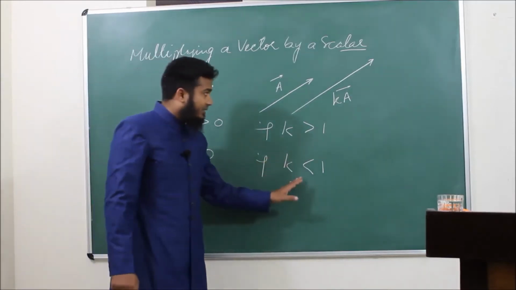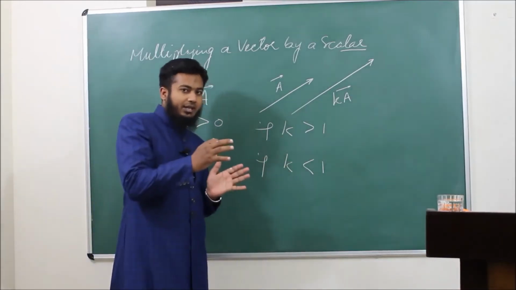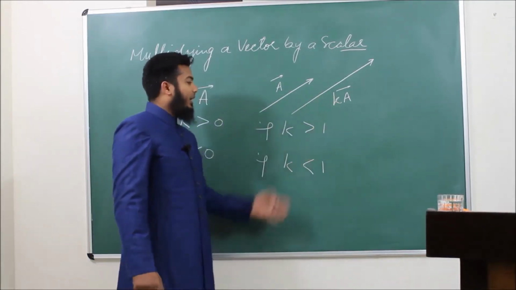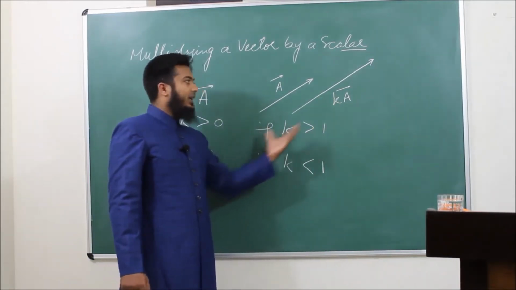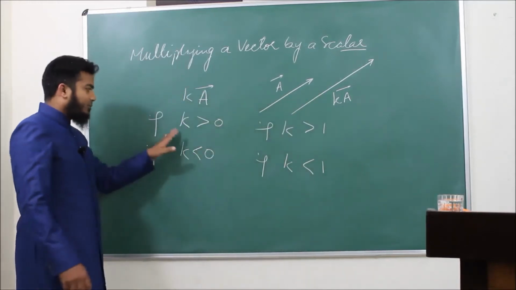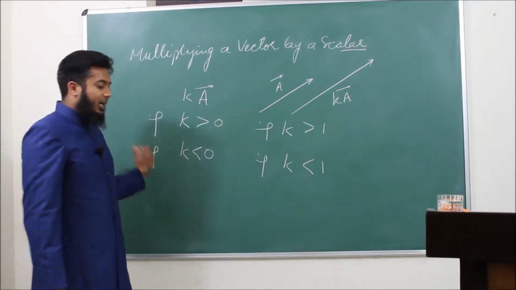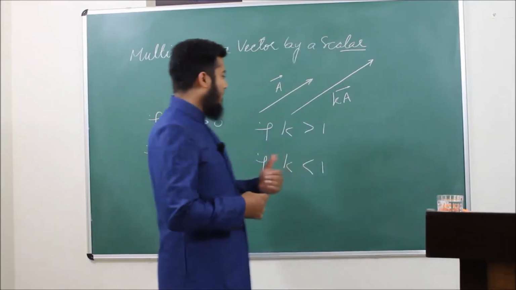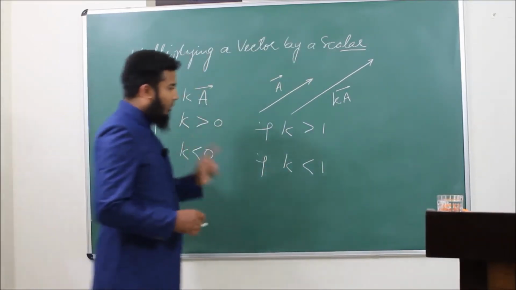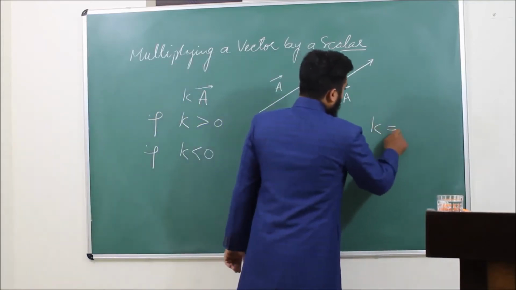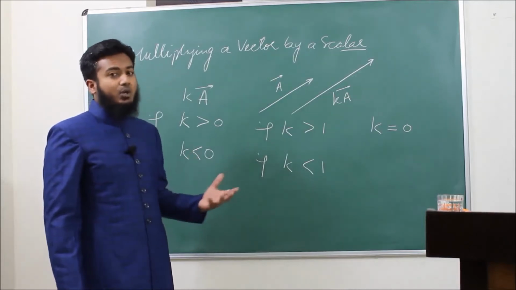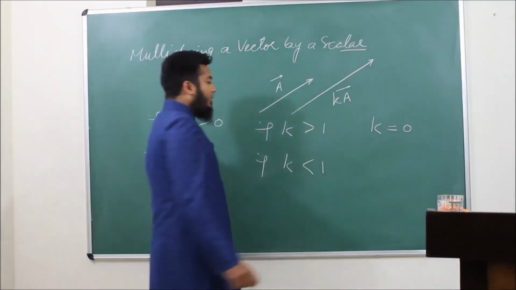So if k is less than 1, the length will be contracted, it will be lessened, but the direction will remain the same. And if k is more than 1, then the length will be elongated. And if k is positive, direction remains the same. And if k is negative, then direction is reversed. It's flipped by 180 degrees. And one more point, if k is 0, if you multiply a vector by 0, then you get a 0 vector.